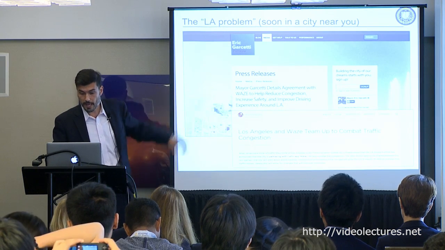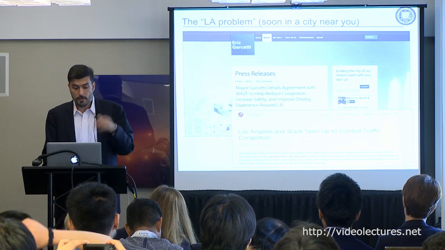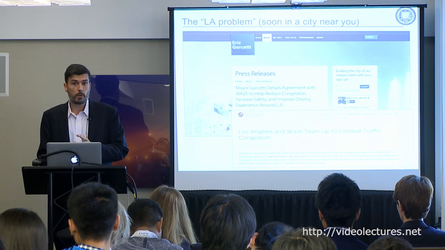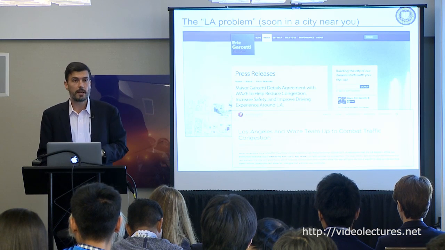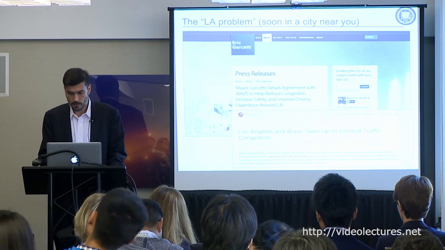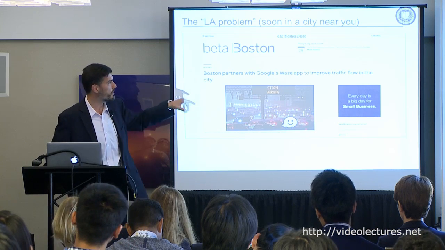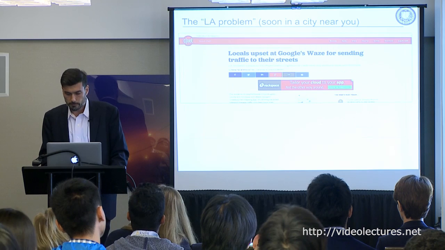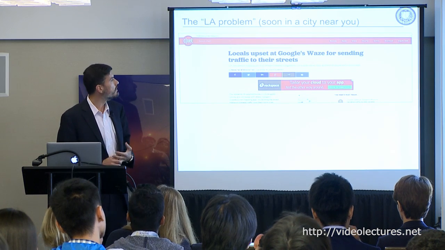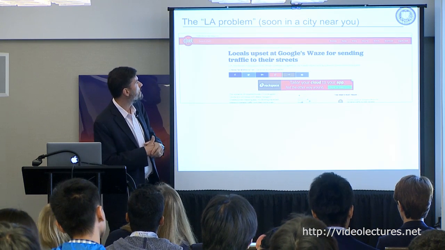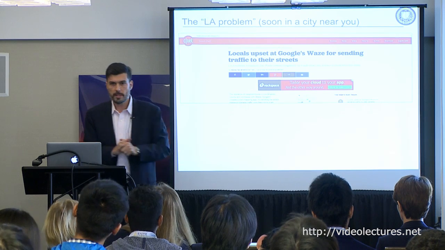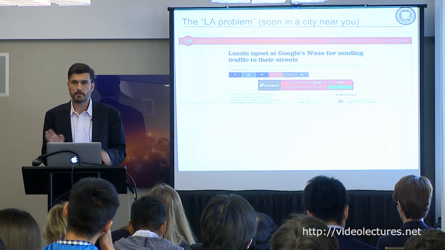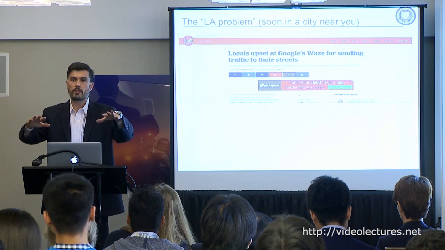In essence, what these headlines say is that by using a given app that makes people find the fastest route, we're going to improve traffic. And it's not just on the West Coast. It's also on the East Coast for our friends from MIT. Then what happens is this. Locals are upset at Google or Waze for sending traffic to their streets. That's because after a while, the system starts to divert people into different neighborhoods.